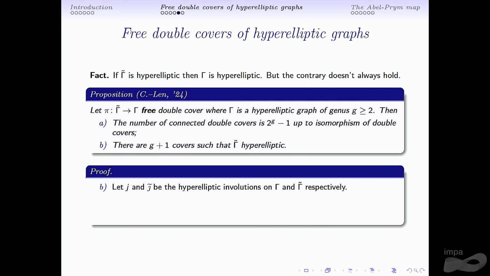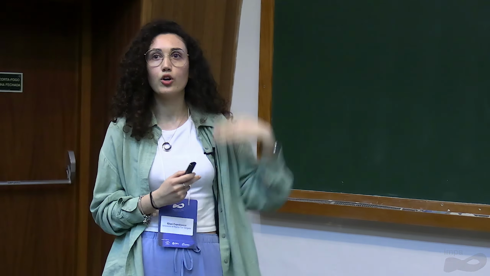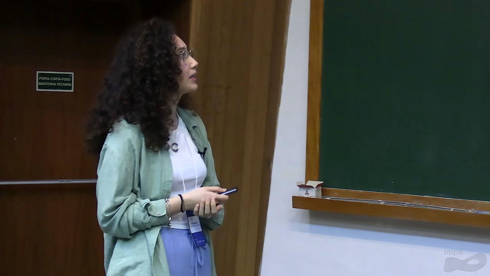A proof of part B. If we consider J and J tilde the hyperelliptic involutions on gamma and gamma tilde respectively, we proved that there exists exactly one point in gamma, which is fixed by the involution on gamma, such that the preimages are exchanged, so they are not fixed by J tilde. So we can construct a double cover, and for each fixed point, we have exactly one double cover which is hyperelliptic.